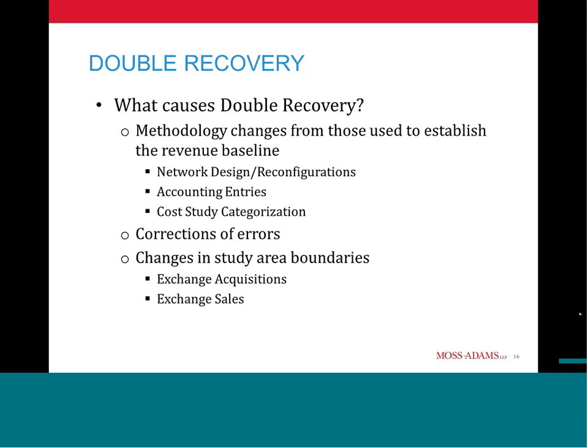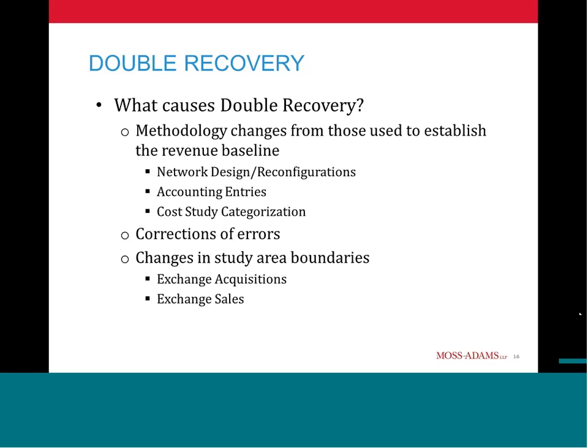In addition, corrections of errors could cause double recovery. I had something accounted for incorrectly previously, or I had some categorization done incorrectly previously. Well, regardless of right or wrong, it's included in that frozen revenue requirement, and you're getting cost recovery of it through the CAFICC process. So if you correct those errors, which you should, make sure that your cost study is correct, you then just need to recognize the fact that you'll have double recovery, and you need to reduce the amount of CAFICC support you receive so that you don't get that recovery two different times.